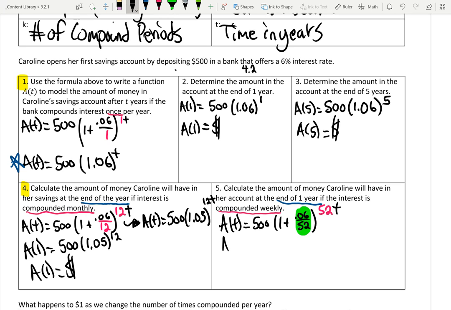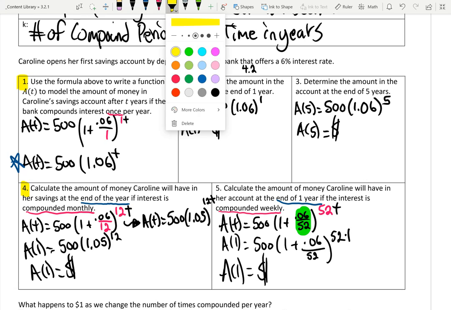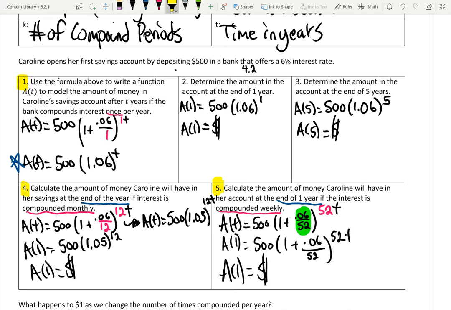Speaking of letting the calculator do the work, I'm going to plug in 1. And I'm going to get 500 times 1 plus 0.06 divided by 52 to the 52 times 1. And you should get an amount of money. Like I said before, compare this to how much money you made in 4 and 1. And you're going to realize that compounding monthly and compounding weekly don't happen in the real world because they give far too much money for just having something sit around.